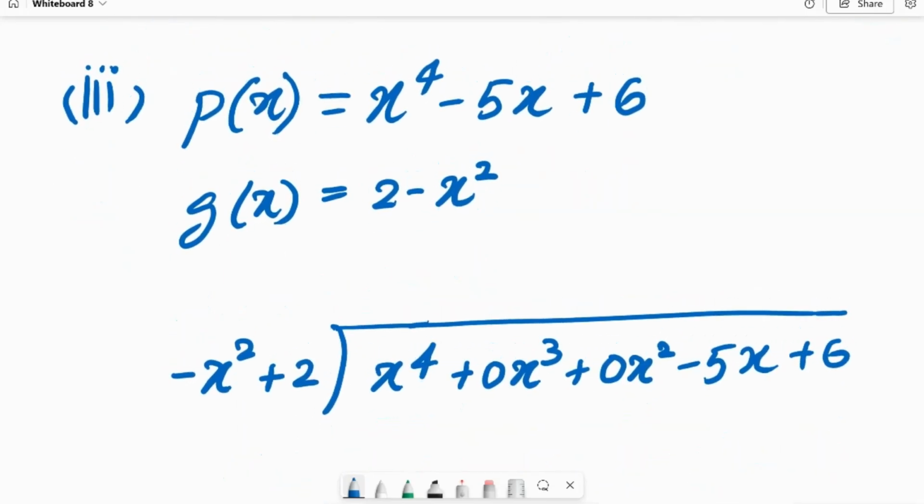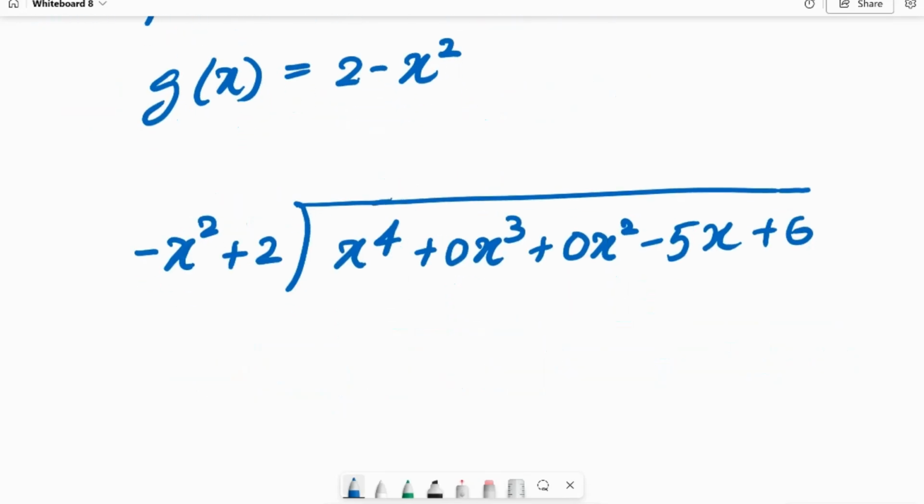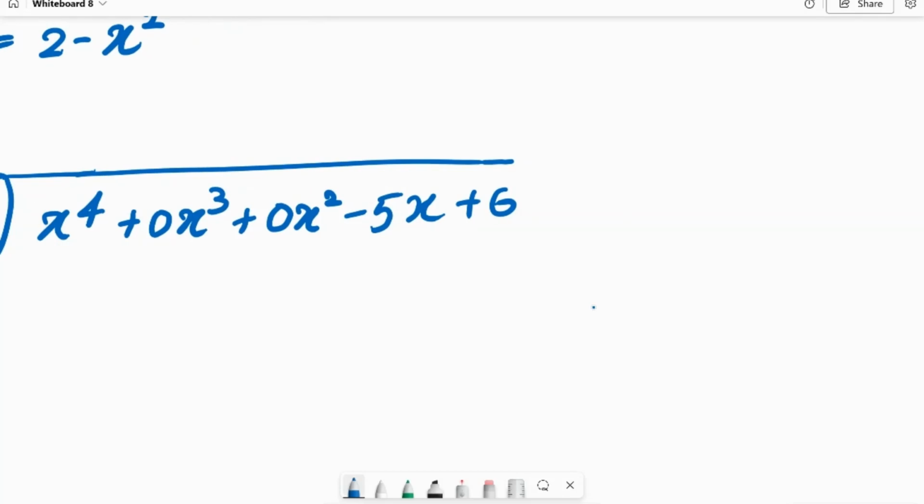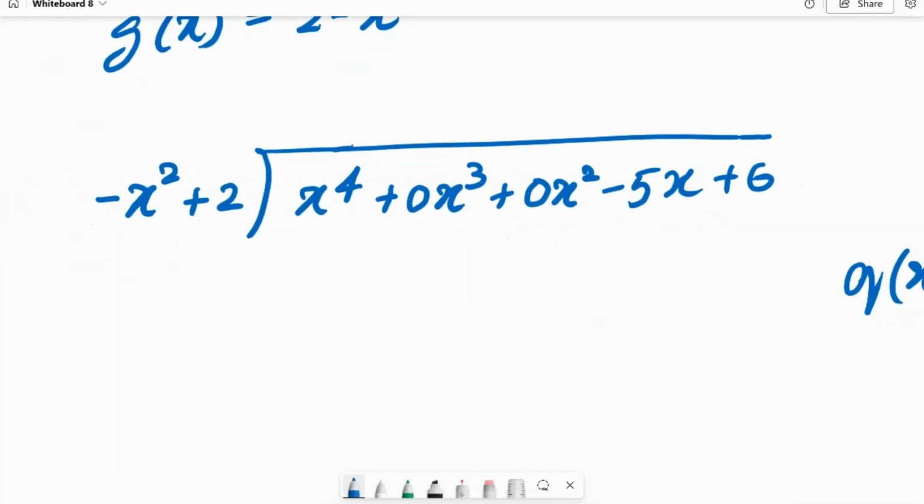P of x, we have x power 4 minus 5x plus 6, and g of x equal to 2 minus x square. So I replaced the x cube term and x square term with 0 since they are not present in the equation. Similarly, we write q of x here. So what do we get? We need to multiply something to minus x square to get x power 4. Firstly, we need to multiply minus to the x square. So since to get positive, if I multiply minus x square, I would get x power 4, right?